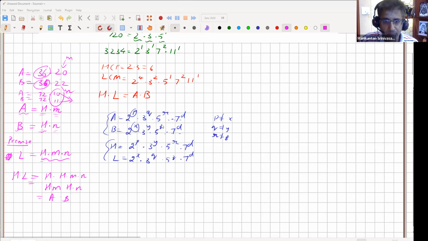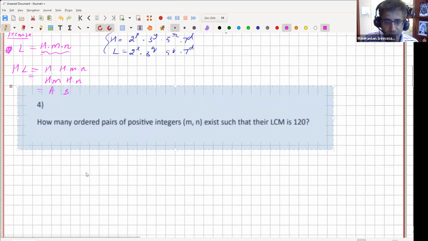Okay, that was question 3. Okay, question 4 was an interesting one. How many ordered pairs M and N such that LCM is 120?